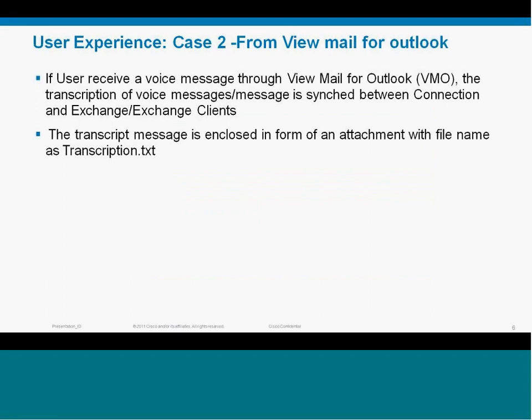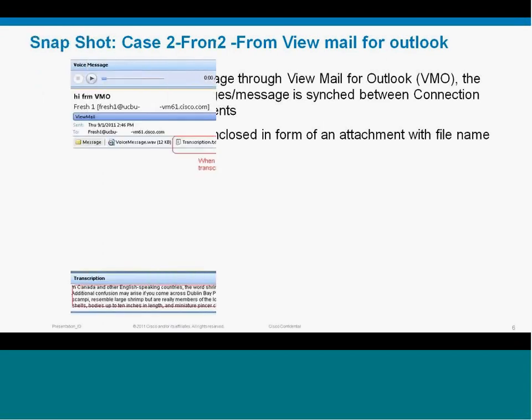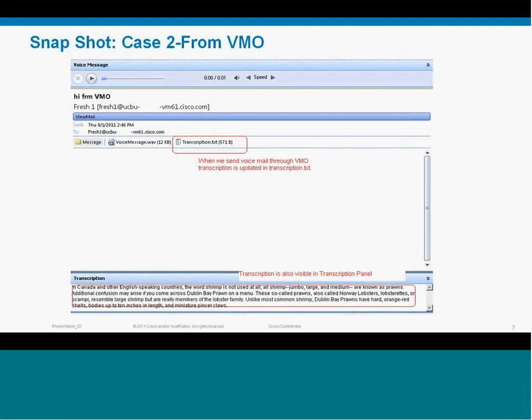Moving to the next slide, that is user experience case 2, when we send the voice message through VMO. So if the user receives a voice message through VMO, the transcription of the voice message is synced between Connection and Exchange clients. The transcribed message is enclosed in the form of an attachment with the file name as transcription.txt. So here is the same screenshot for that.